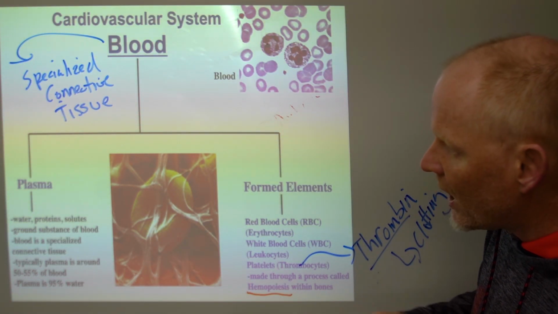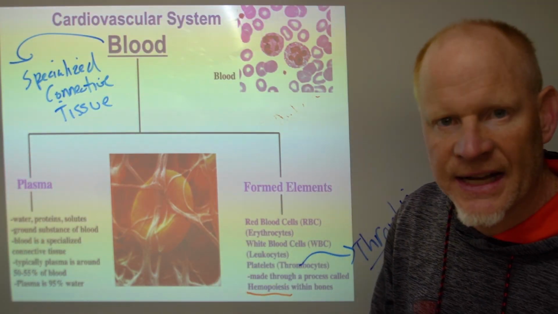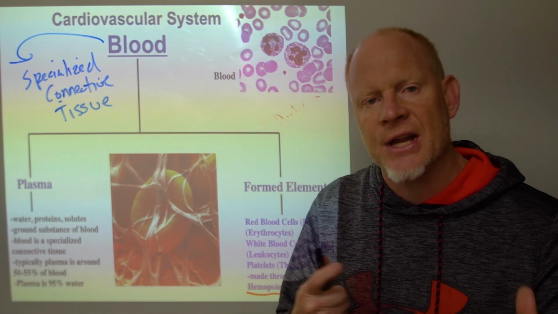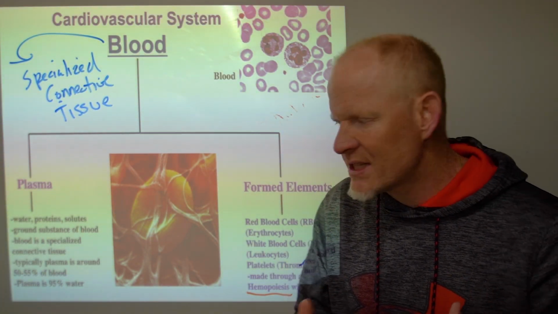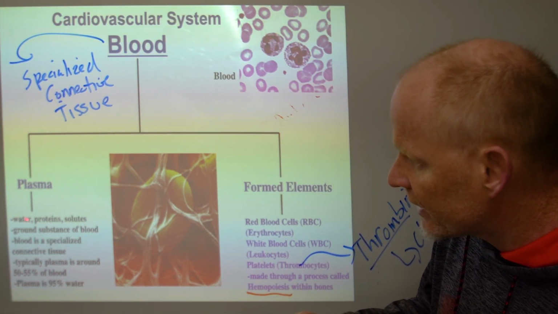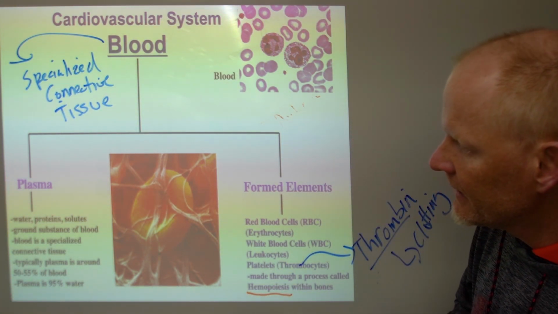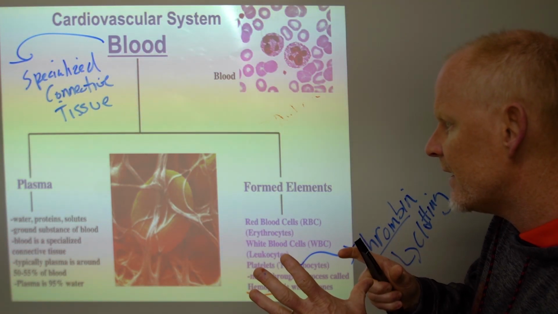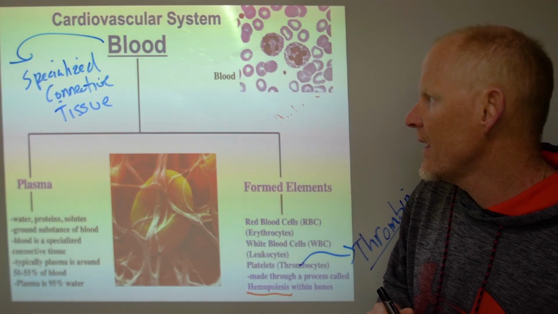The plasma is the watery part of the blood. It's 95% water and then has a bunch of things dissolved in it, like proteins and other solutes, ions, communication molecules, sugars. It's what's called the ground substance or the matrix of the blood. All right, so it's what the blood cells are traveling in. And it typically is about 50% of the blood, and the formed elements are the other 50%, if you will. So that's what blood looks like.